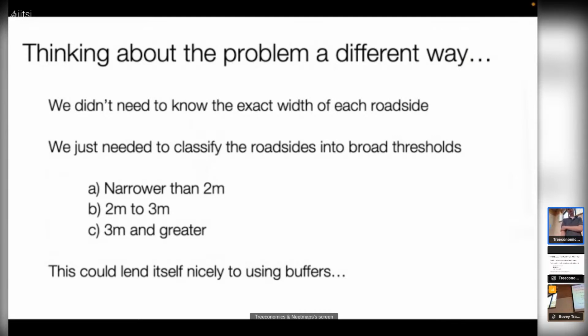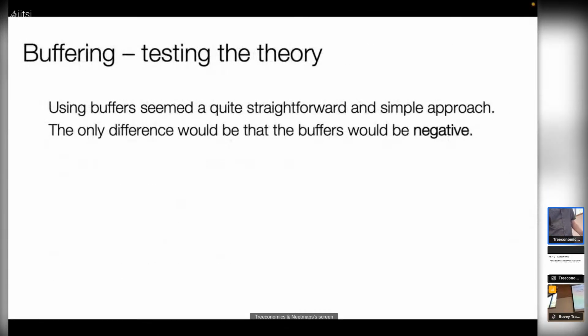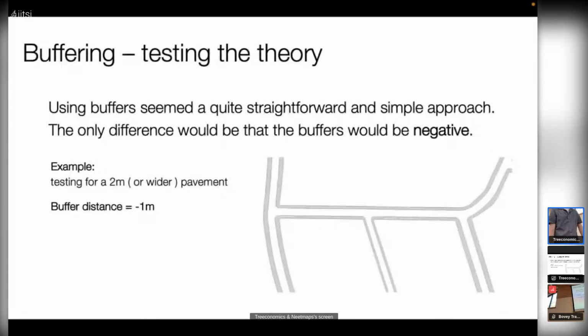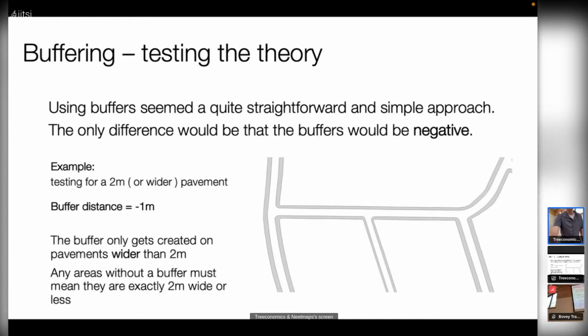So I was thinking, well, that might be quite easy to do or lend itself to using buffers. So I did a bit of testing on that theory. The only thing we would do would be buffering each pavement negatively. I'll show you the next slide, which will illustrate that. So there's a little extract of the road network or pavement network. If we're checking to see if those pavements are, say, in this case, 2 meters or wider, if we buffer them all by -1 meters, so half the distance, if anything gets created, then that will be the test case. That will prove our case.